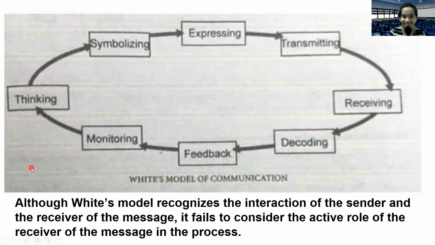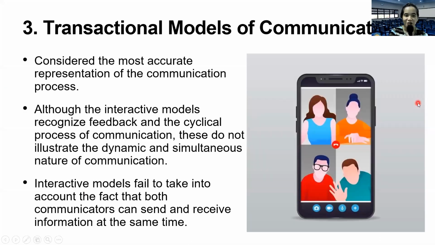All right, it does not actually focus on the receiver, but it's actually a detailed representation on how a message travels. Okay, so moving forward, that's for interactive. Okay, so it's two-way already in interactive. So if linear is one way, interactive is two-way. So let's now go to transactional models of communication. What is this transactional? So this is considered the most accurate representation of the communication process. So this is the most accurate. Why?